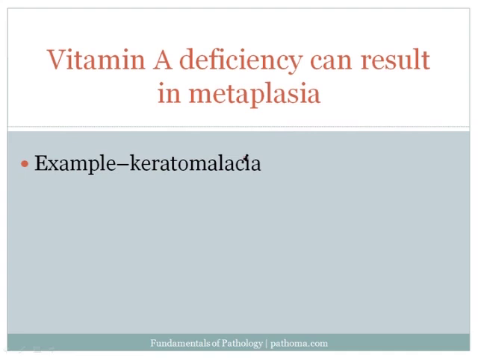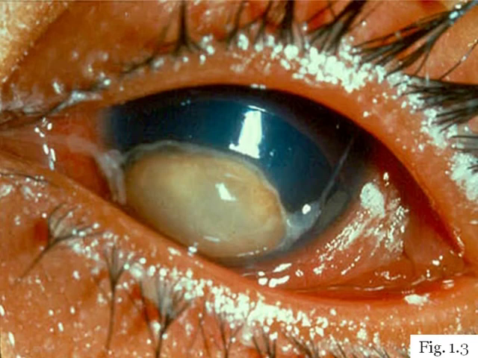If there's a vitamin A deficiency, that can result in metaplasia of those cells that line the surface of the eye, which can then result in a thickening of that surface, which is called keratomalacia. I'll show you a classic picture.